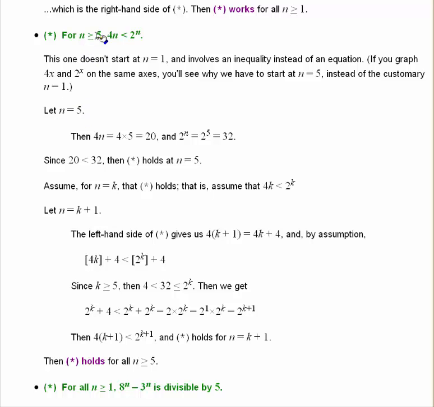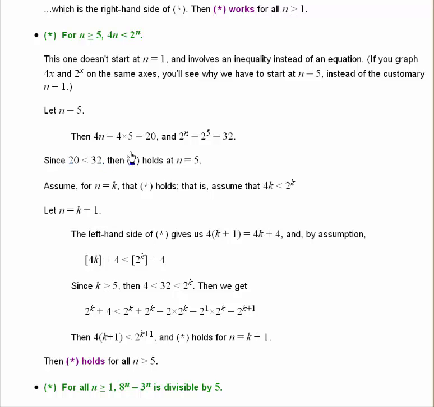Does this formula work for n equal to 5? Well, plug in 5 on the left-hand side. 4 times 5 is 20. Plug in 5 on the right-hand side. 2 to the 5 is 32. So yes, when n equals 5, this holds.